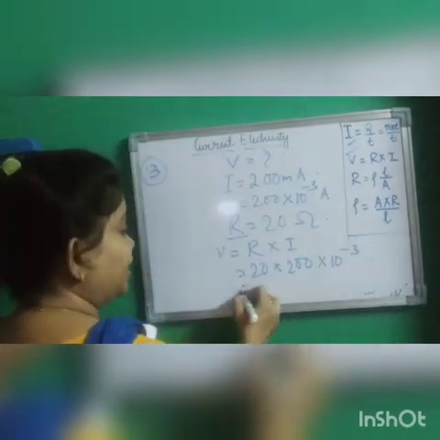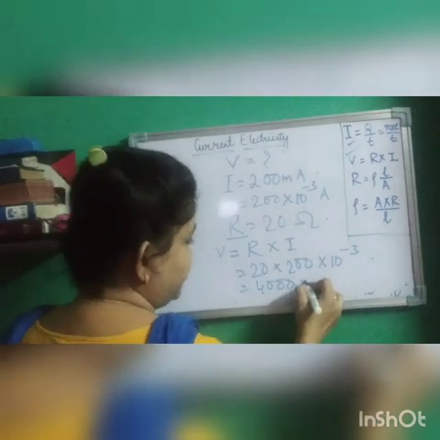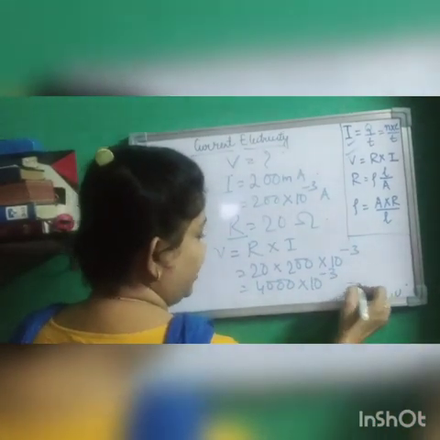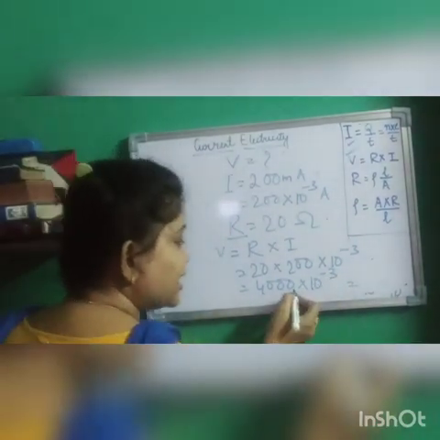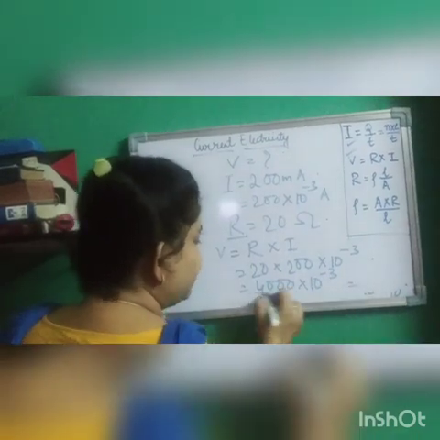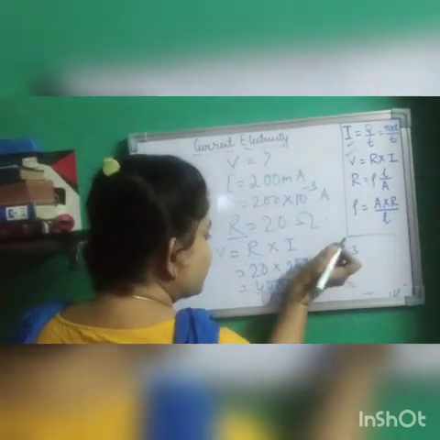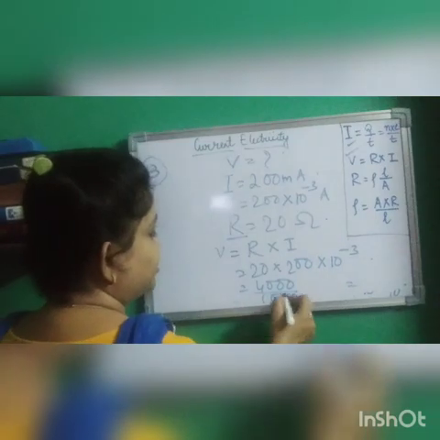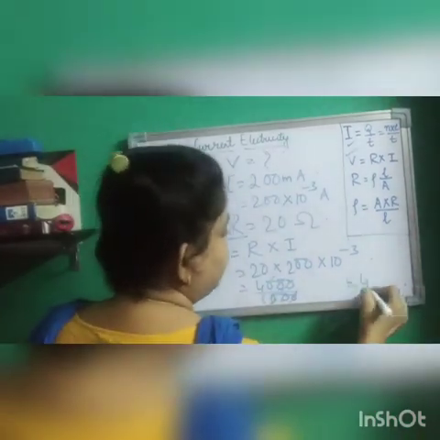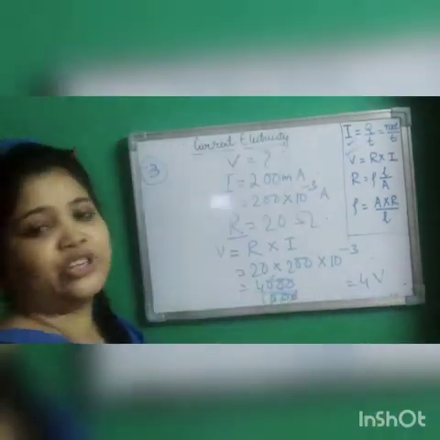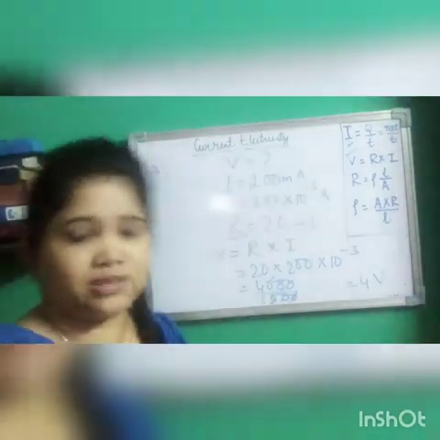So how much are you getting? You are getting 4000 into 10 to the power minus 3. Okay, so see, minus 3 means divided by 1000. So you remove the minus 3, so this 3 cancels out. What are you left with? 4 volts. So your answer will be 4 volts.